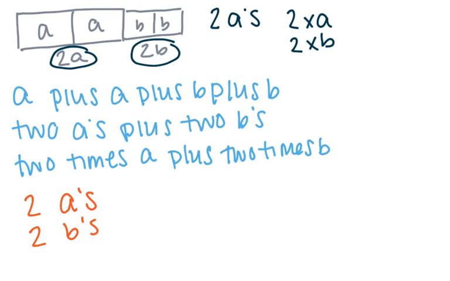And our next question is, what expression could be written to represent this model? So the expression that we could use to represent this model is 2A plus 2B, or 2 parentheses A plus B parentheses.